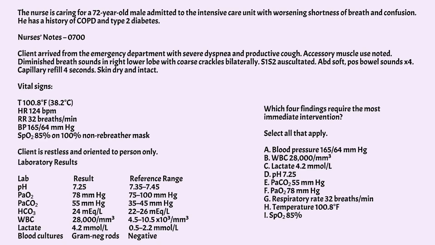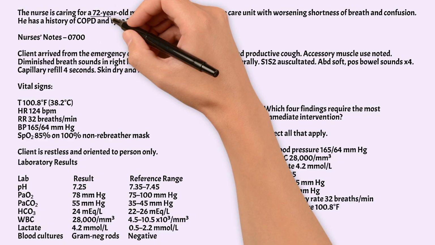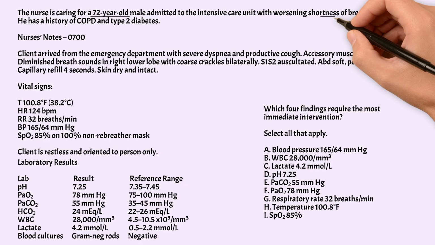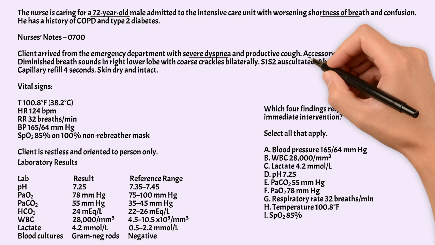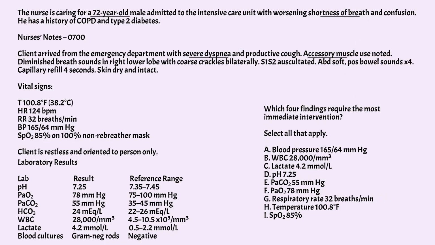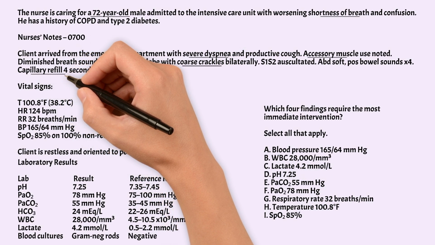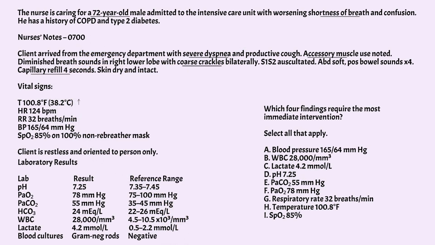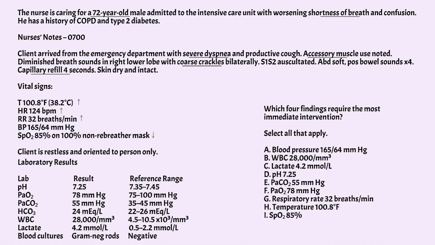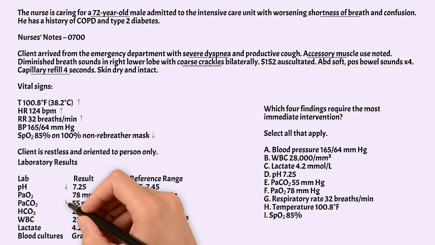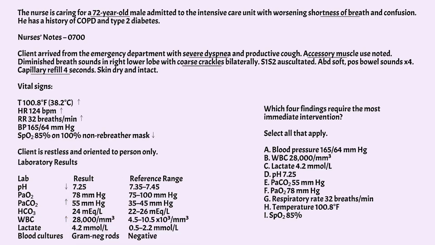So in going back through the scenario above, the next step is to underline the key things of value throughout the question, like 72-year-old male, shortness of breath, severe dyspnea, accessory muscle, coarse crackles, cap refill 4 seconds. And then, of course, to label your vital signs and labs, whether or not they're high or low. We have an elevated temp and heart rate and respiratory rate and a low SpO2. We have a low pH and a high CO2, a high white count, and a high lactate. And then, of course, positive blood cultures.